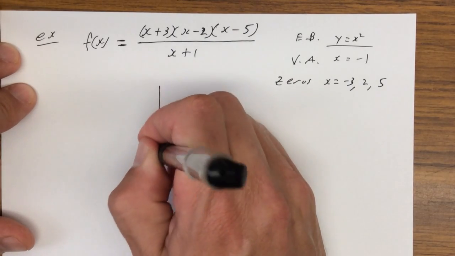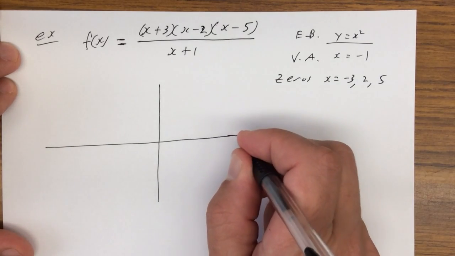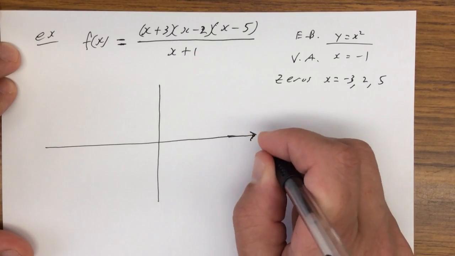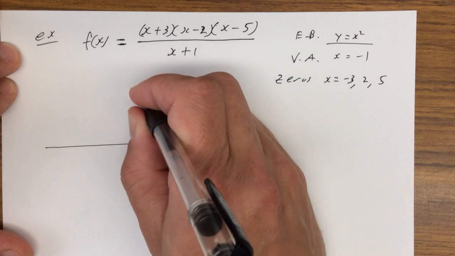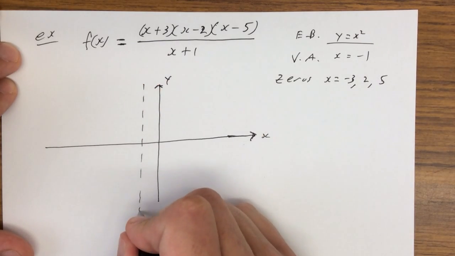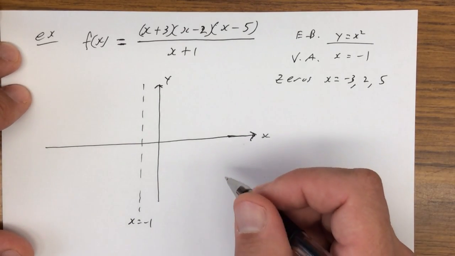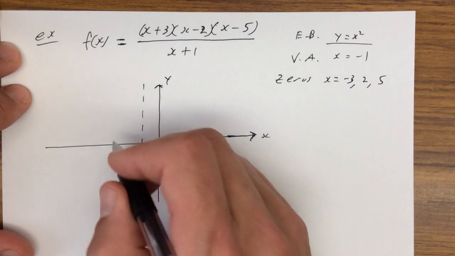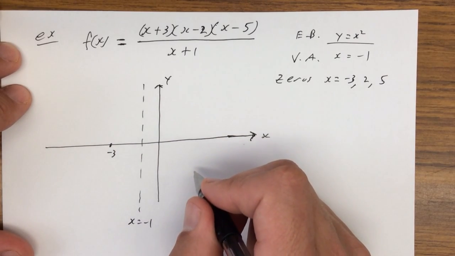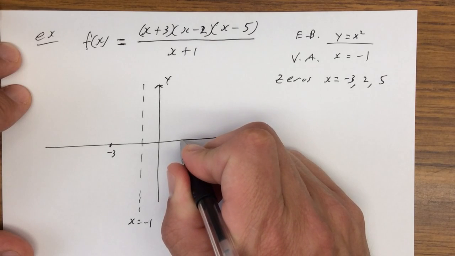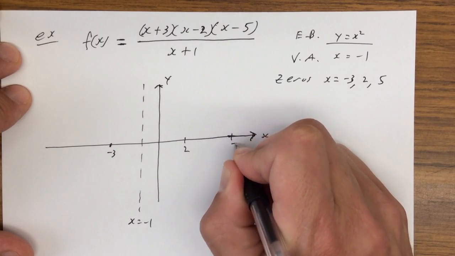So now we can go ahead and try to graph this. Let's put in the vertical asymptote. Notice I'm always labeling my axes. Vertical asymptote at negative 1, so x equals negative 1, label that. And then put in the zeros. So we've got x equal to negative 3, then x equal to 2, and x equal to 5 as the zeros.